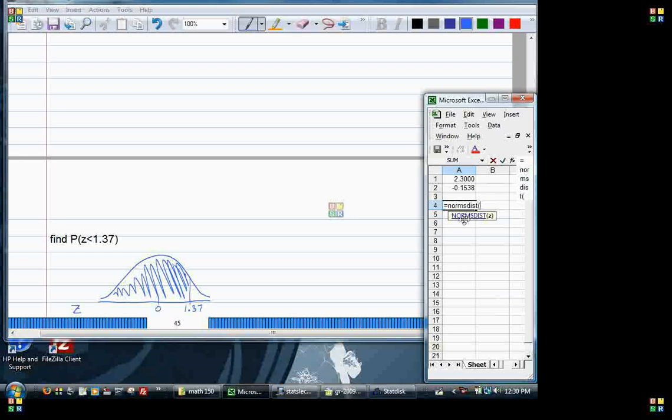Open parenthesis. Now Excel is so friendly. You type in equals norm s dist and parenthesis, and what does it tell you? It tells you it wants a z-score. So what z-score do we give it? What z-score is this question asking about? 1.37. So type in 1.37 and hit enter. And there's your answer.